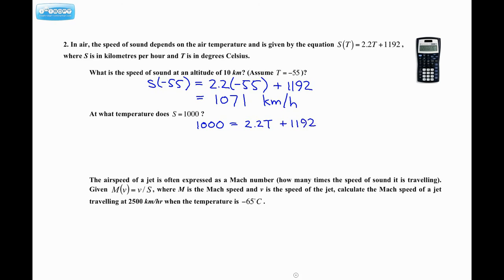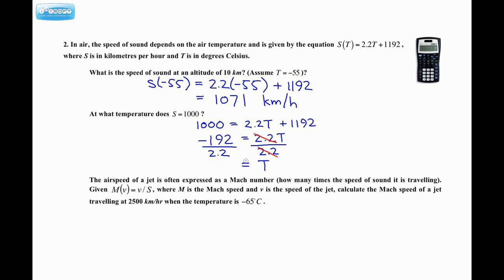So let's just solve for t. I'm going to subtract 1192 from both sides. Okay. And I'm going to get negative 192 equals 2.2t. And I want to solve for t, so I just divide both sides by 2.2. Okay. I'll put this in red. They cancel. So let's work that out. And you're going to get a decimal, but I'll round.